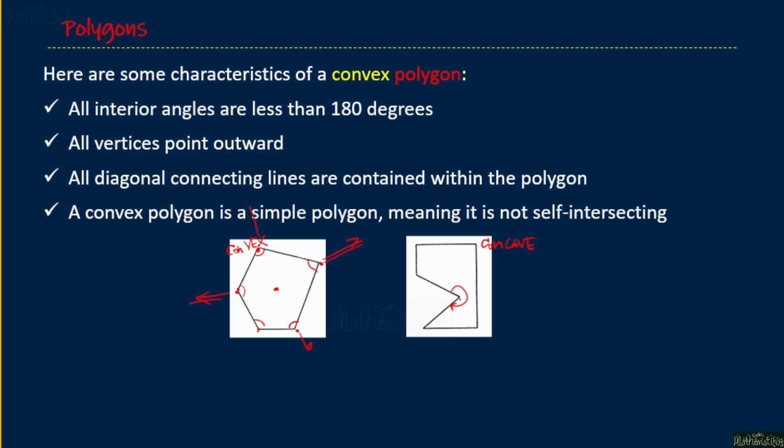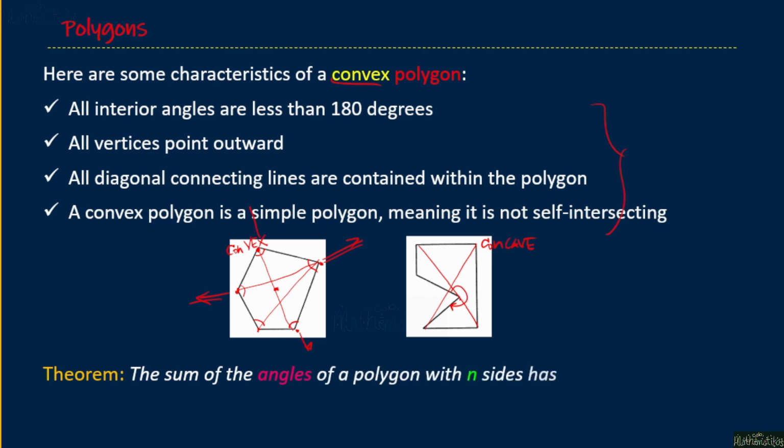So here, if you're going to connect the vertices and make some diagonals, the diagonal doesn't intersect with the side of the polygon. Unlike here, we're going to draw some diagonals. So some diagonals are intersecting the side of the polygon. So these are characteristics of a convex polygon.